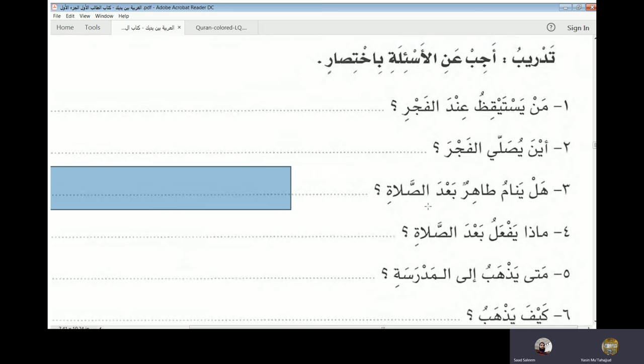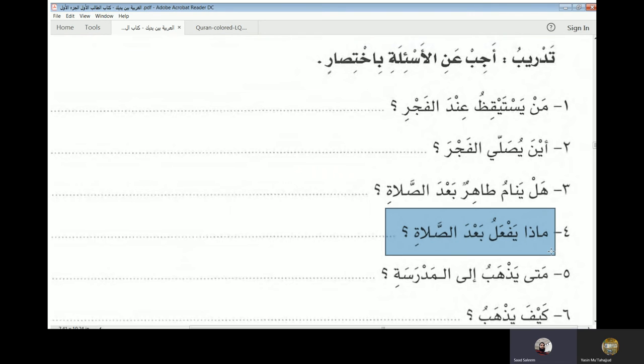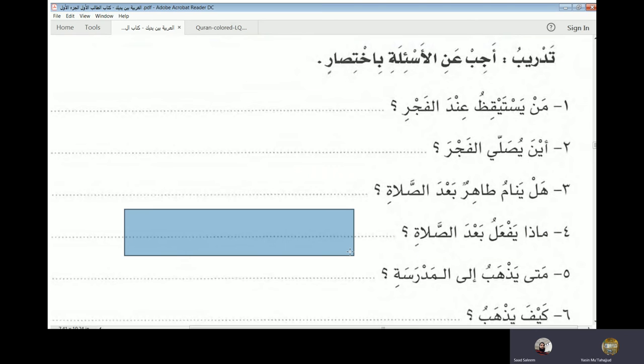That's the next question. Madha yaf'alu ba'da as-salati? This is ya, not ta. Look carefully. Madha yaf'alu ba'da as-salati? What does he do after salat? Huwa yaqra'u al-Qur'an ba'da as-salati.